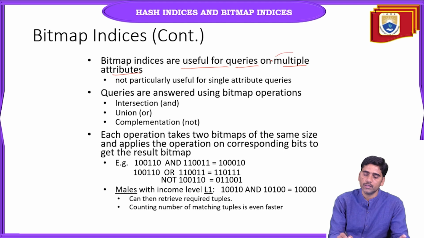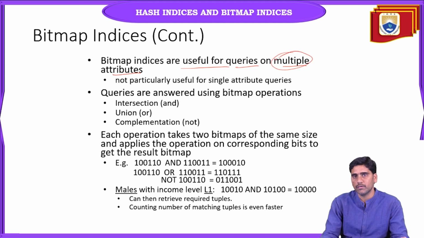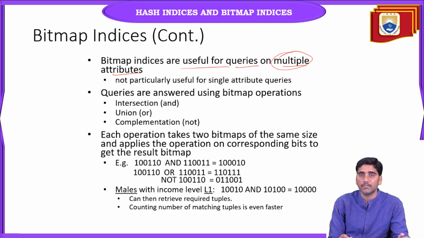If any table or index has multiple attributes, then bitmap indices are useful for it. They are not particularly useful for single attribute queries. But if there is more than one attribute, then they are definitely used, because bitmaps are created for those attributes.